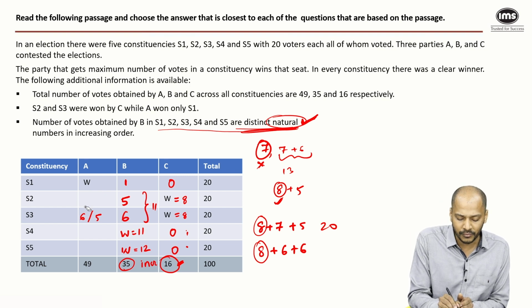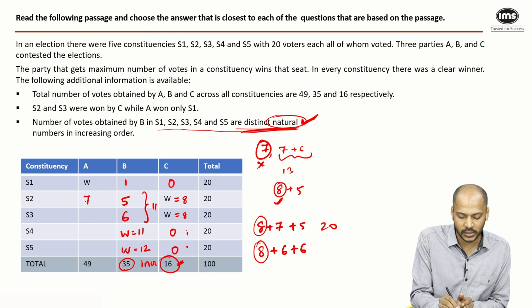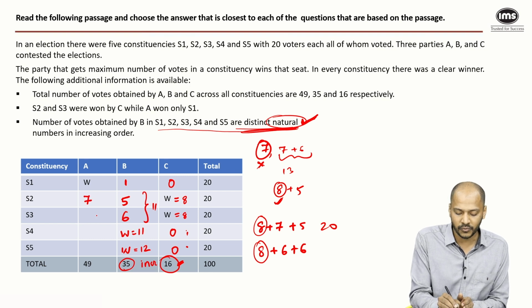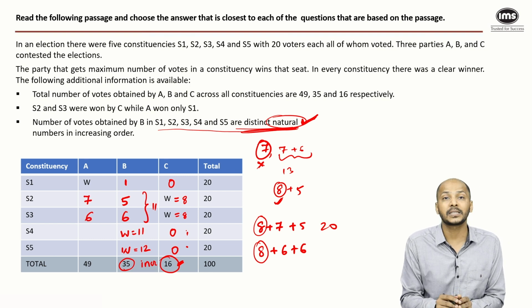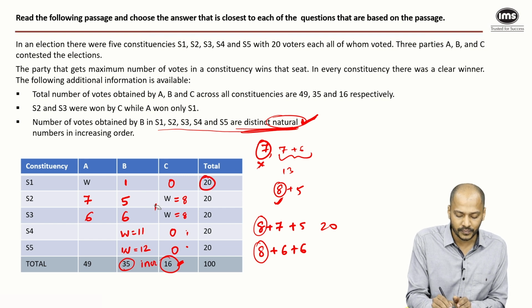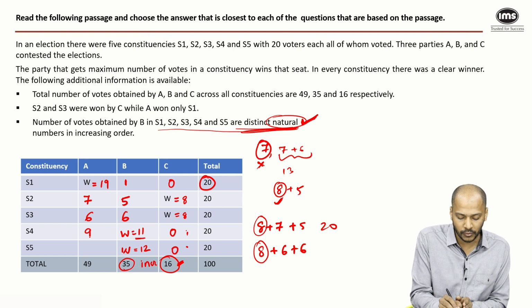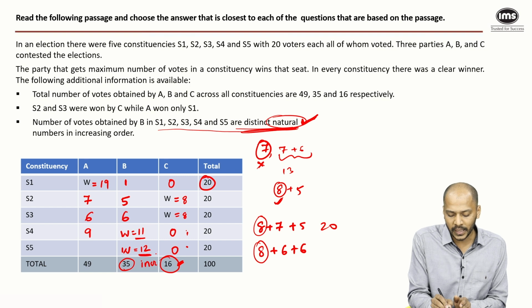And if B gets 5 votes here, the total being 20, 5 plus 8 is 13, so A would have got 7 here, and 8 plus 6, 14, A would have got 6 votes here. For the total to be 20 in constituency S1, A would have got 19 votes in the first one, and 11 for B in the S4, so 9 for A, 12 for B in S5, so 8 for A.